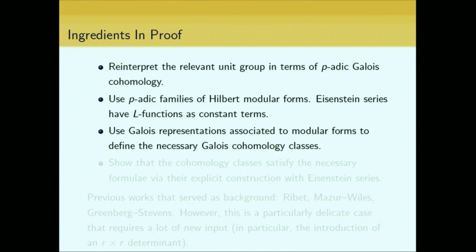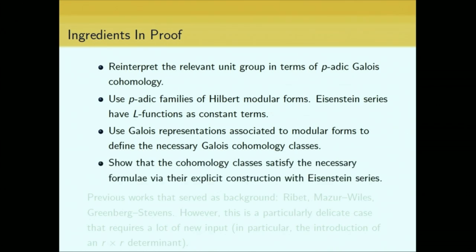So we get some congruence between the Eisenstein series and a cusp form using the vanishing of the L function, because that's the constant term. And then using the Galois representations associated to these cusp forms, we get the necessary Galois cohomology classes. And then bringing the whole thing full circle, you show that the cohomology classes that you construct satisfy the necessary formula via their explicit construction with the Eisenstein series, that the L functions sort of show up in a way that relate them to the invariants that give you the p-adic logarithms of the units.